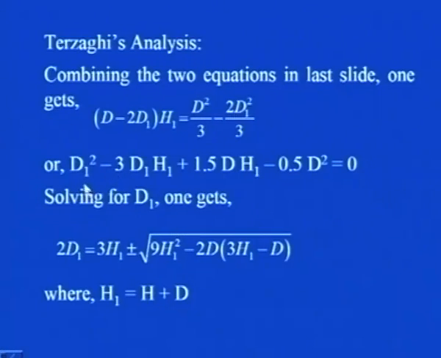If you further solve it, you will get this particular expression, which is a second order equation, a quadratic equation in d1, and you know that if you have any equation ax² + bx + c equal to 0, you can solve that equation for x very easily. So, using that expression, one can solve for d1 and get 2d1 equal to 3h1 plus minus square root of 9h1² minus 2d (3h1 minus d), where this h1 is known to us. For the simplification purpose, we have written it in the form of h1, where h1 is h plus d.